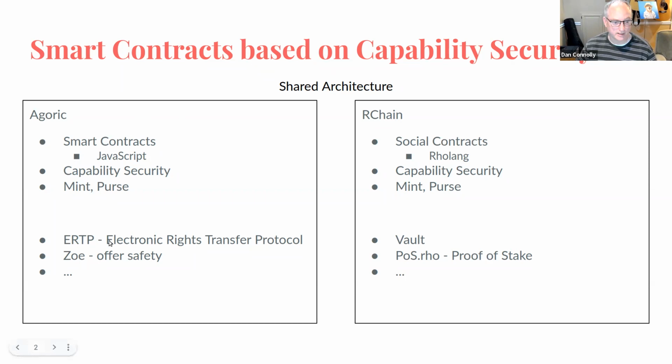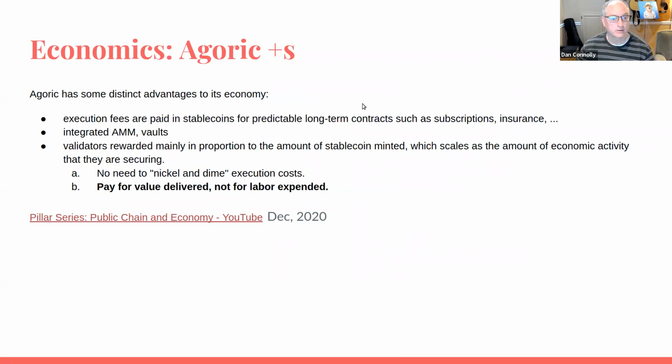Beyond that, Agoric has ERTP and Zoe, and RChain, beyond the mint and purse, has got the vault and proof of stake. On the Agoric side, we do not implement our own proof of stake in JavaScript. We let the Golang folks do that. But the RChain folks wrote the very proof of stake contract in Rholang, which is pretty cool. But there's a pretty big shared architecture there, right? Agoric has got some economic pluses that I'm going to skip over.